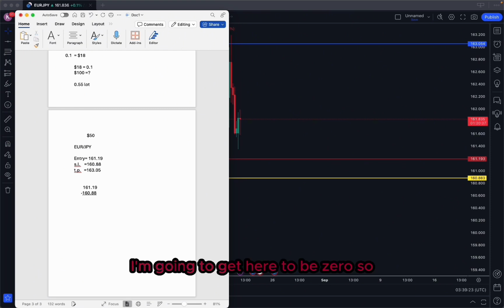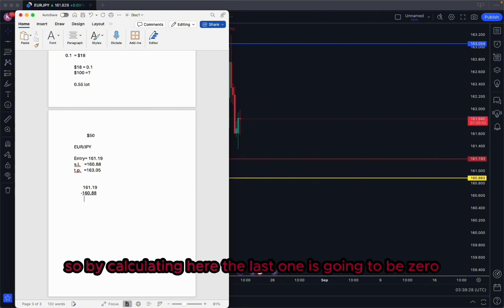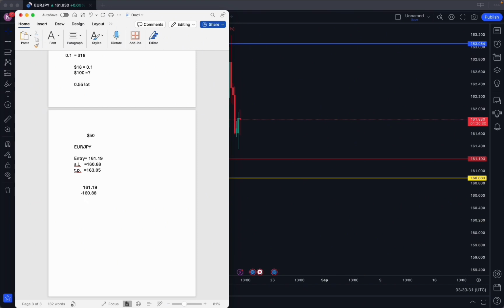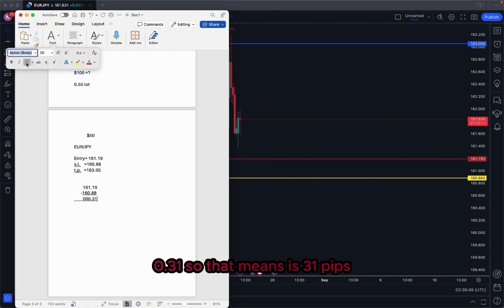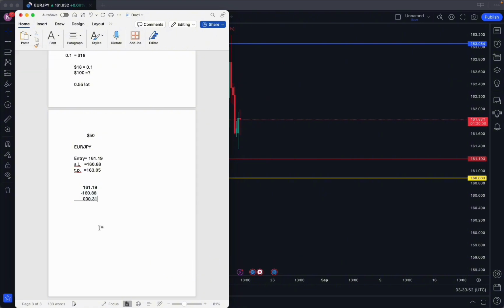Let's start from here. By calculating, the last one is going to be 0, so here is going to be 0, 0, 0.31. So that means it's 31 pips. So we know our pip difference to be 31 pips.